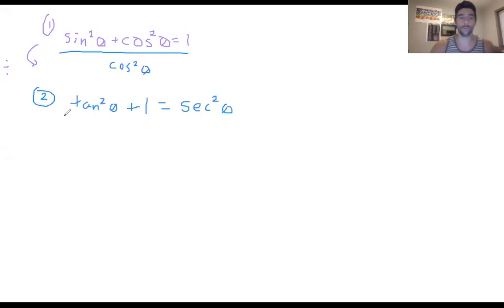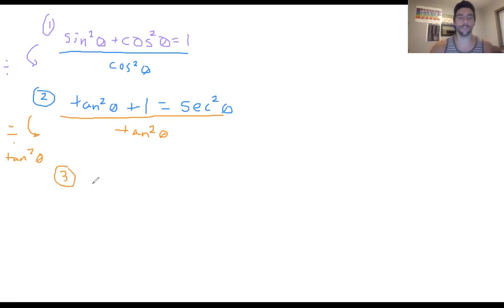So now if I have this equation, if I want to figure out another identity, this time I'm just going to divide by tangent squared theta. If I divide the entire equation or multiply the entire equation by a value, I haven't changed the value of that equation. So now we're able to find another identity.